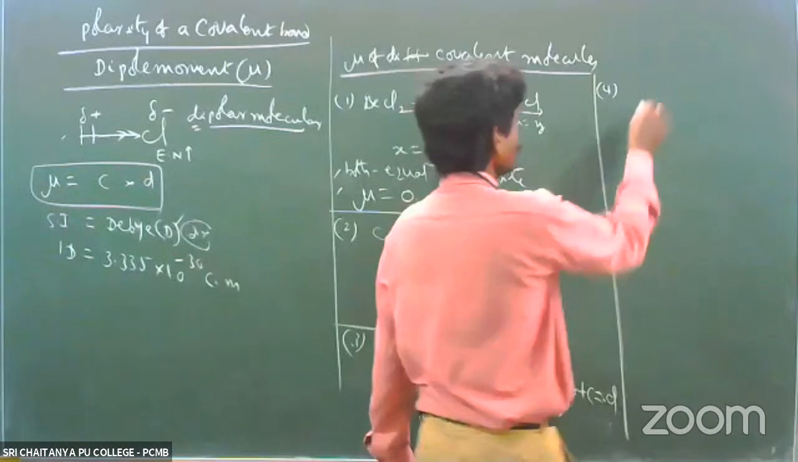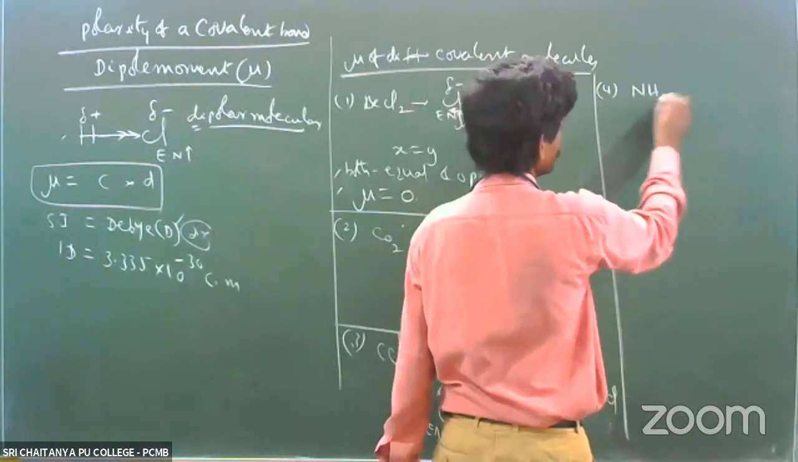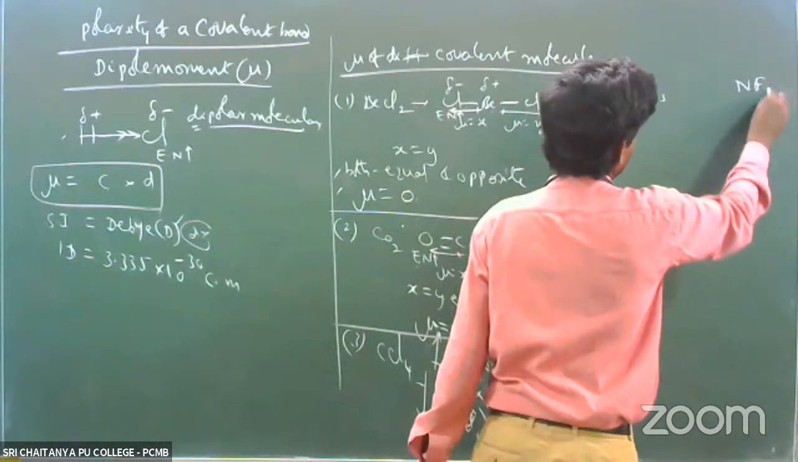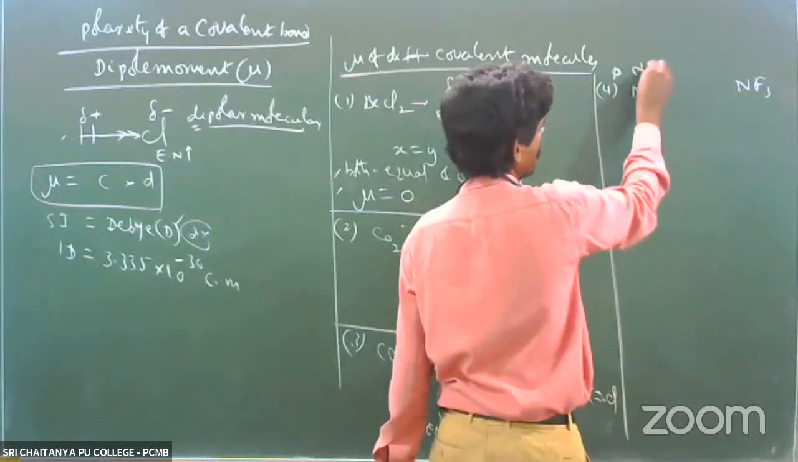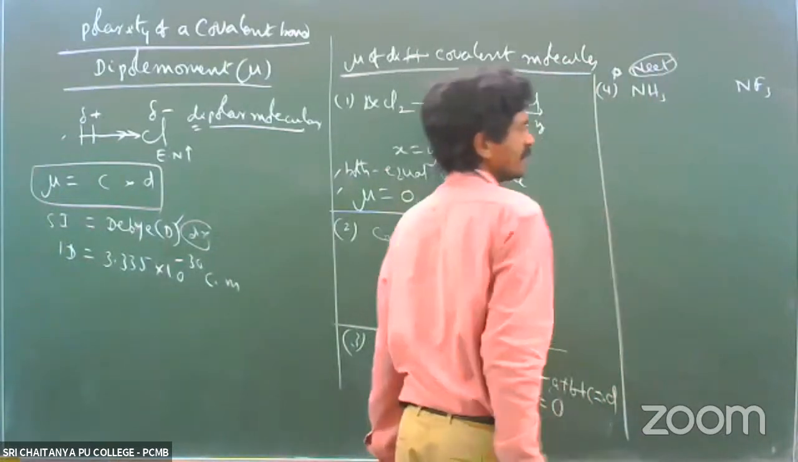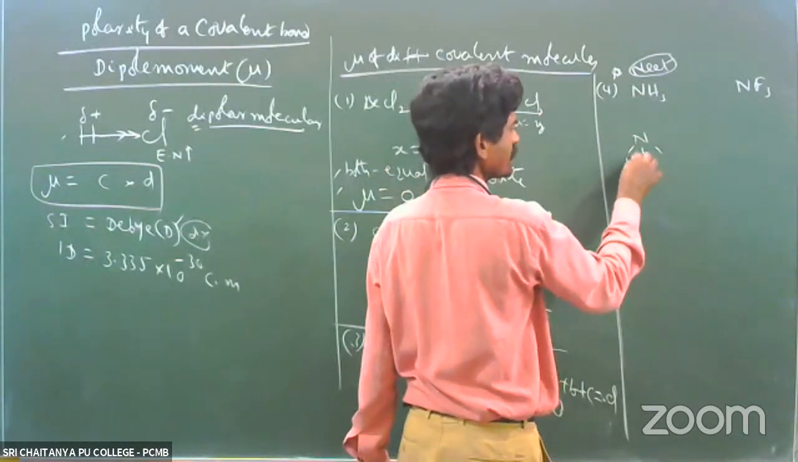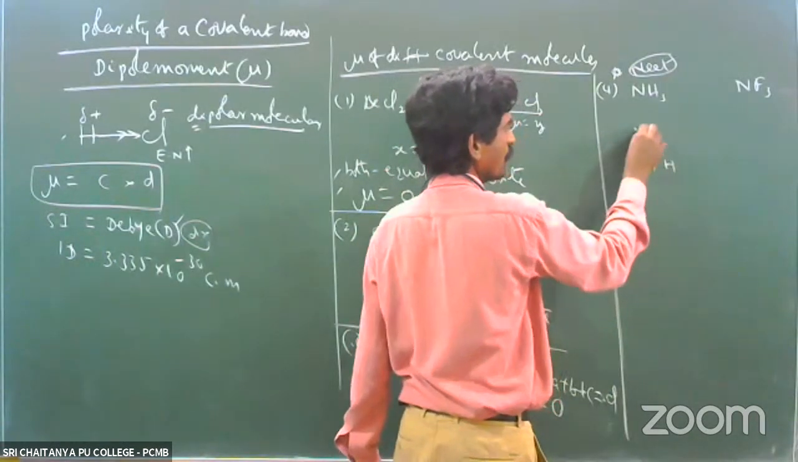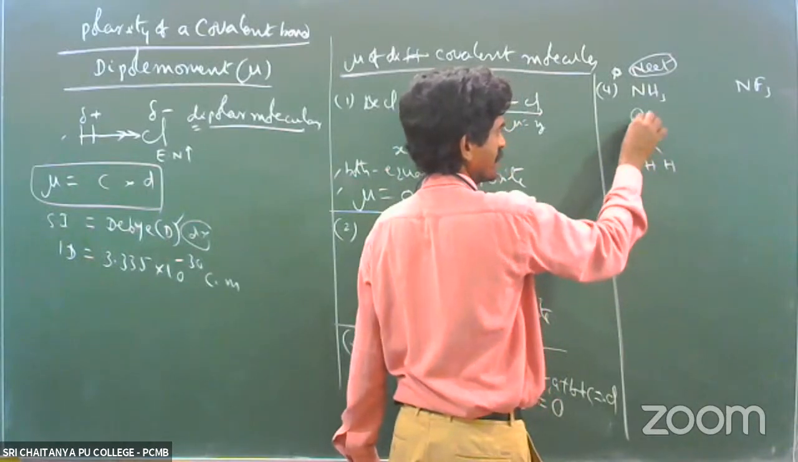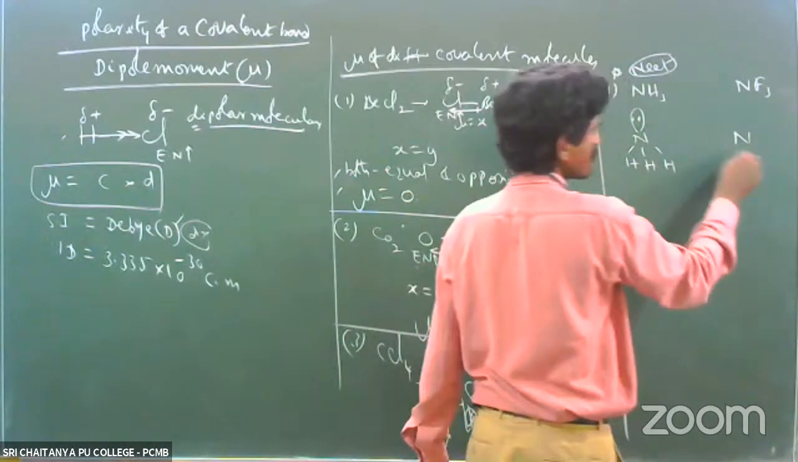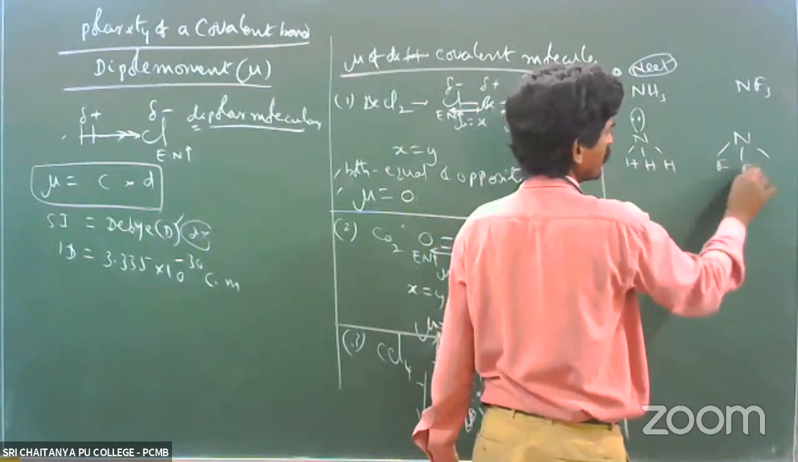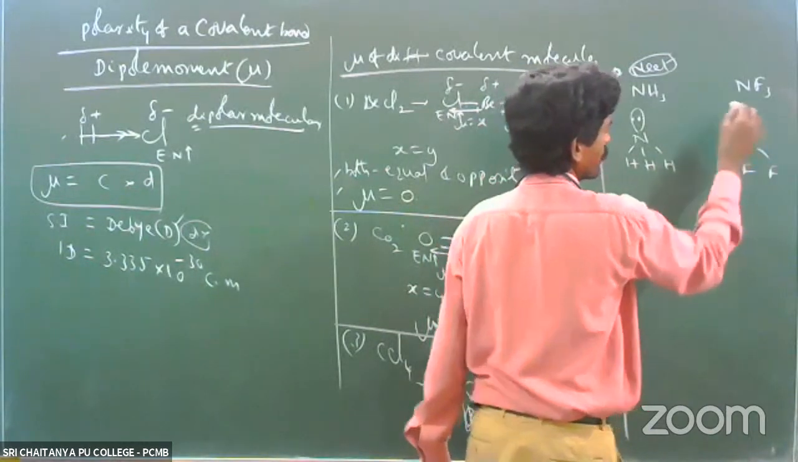For example, take the NH3 molecule or NF3 molecule. This is very important if you are preparing for your examination. So in NH3, the central atom is nitrogen. It is bonded with 3 hydrogen atoms and has 1 lone pair of electrons. In NF3, the central atom is nitrogen. It is bonded with 3 fluorine atoms and has 1 lone pair of electrons.